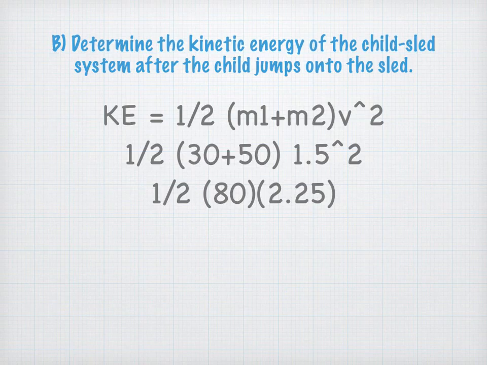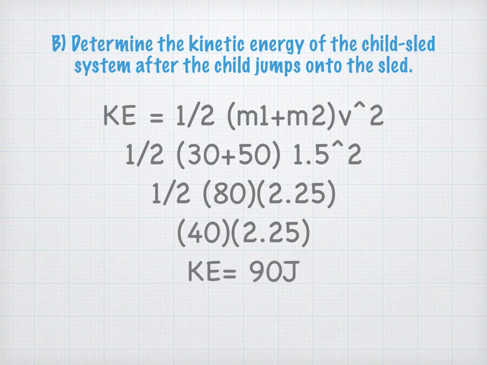50 plus 30 is 80, and 1.5 squared is 2.25. Half of 80 is 40, and you're going to multiply 40 times 2.25, and the kinetic energy is equal to 90 joules.